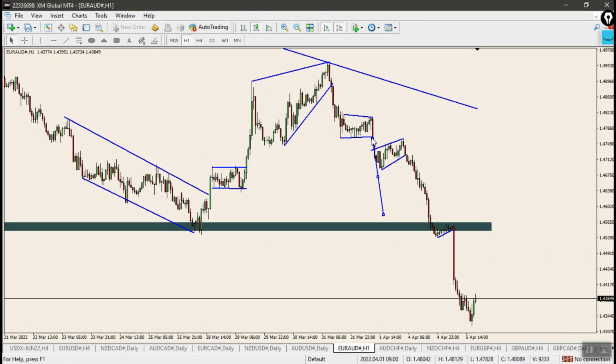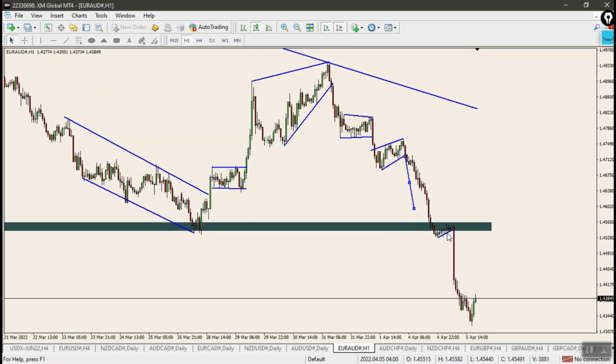For this setup, the TP is over here. I believe it's hit. For this setup, we take the impulse, the first impulse, correction, breakout. Here's your TP right there.